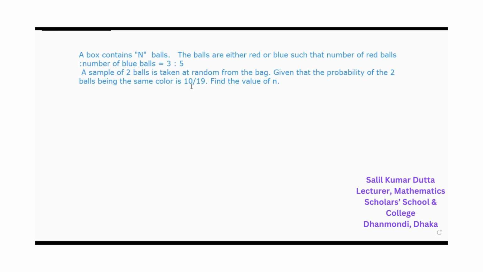What is given? A box contains some balls, red and blue, in the ratio 3:5. Two balls are taken randomly, and a condition is given: the probability of the two balls being the same color is 10/19. Find the value of n. That means the total number of balls in the bag. Okay, we can start.